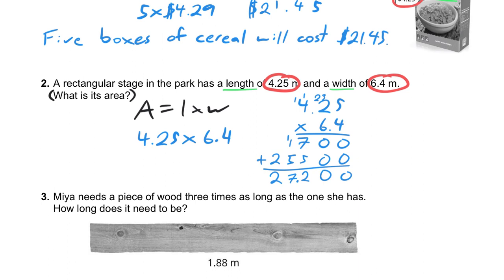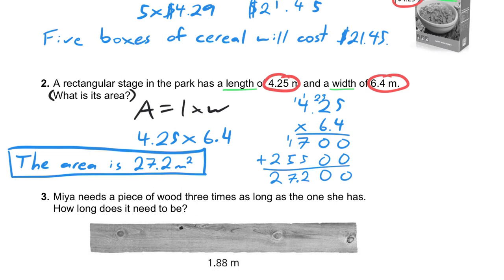Now I can put it in a sentence. The area is 27.2 meters squared. Remember to keep that meters squared in there if we're talking about area. It's not a linear meter, it is a square meter. Okay, let's go to the next one.